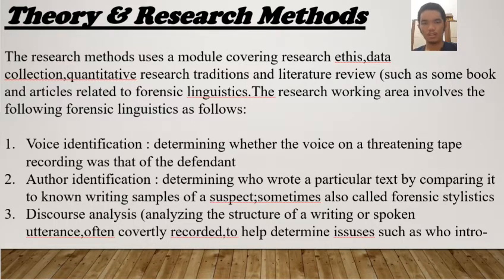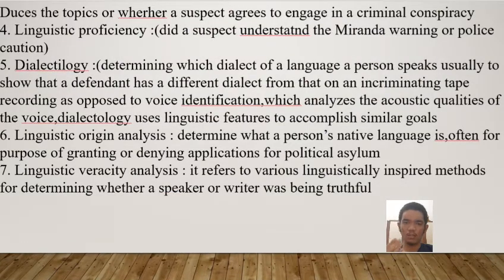First, voice identification, determining whether the voice on a threatening tape recording was that of the defendant. Second, author identification, determining who wrote a particular text by comparing it to known writing samples of a suspect, sometimes also called forensic stylistics. Third, discourse analysis, analyzing the structure of a written or spoken utterance, often properly recorded, to help determine issues such as who introduced the topic or whether a suspect agrees to engage in a criminal conspiracy.